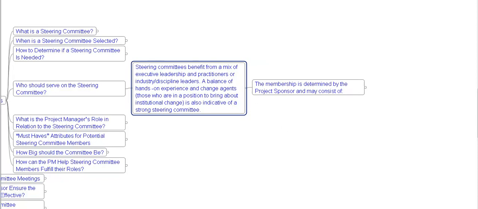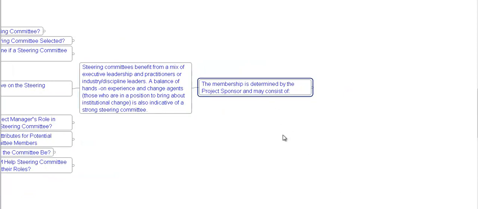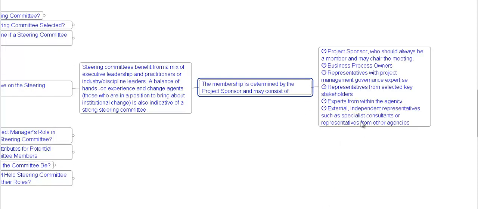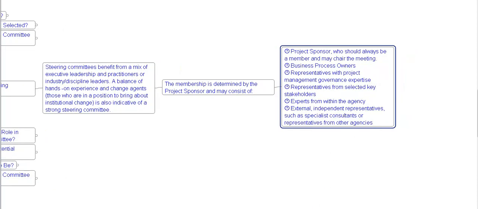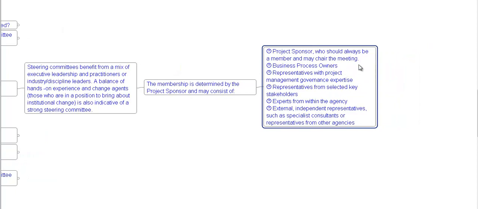The membership is determined by the project sponsor and may consist of the project sponsor, who should always be a member and may chair the meeting, the business process owner, a representative with project management governance expertise, representatives from selected key stakeholders, experts from within the agency, and external independent representatives such as specialists, consultants, or representatives from other agencies.